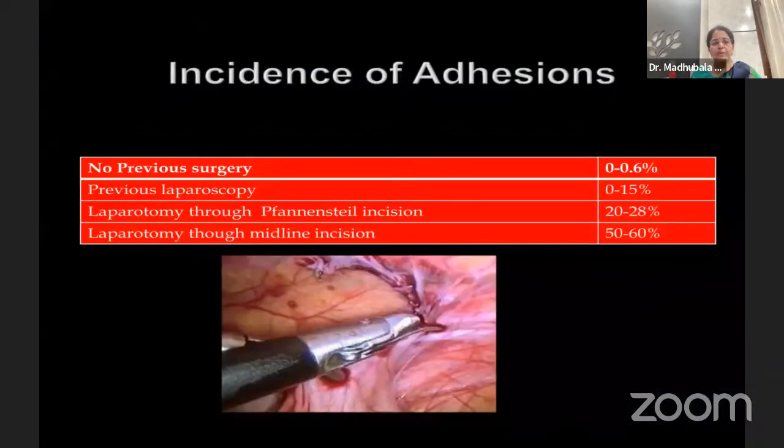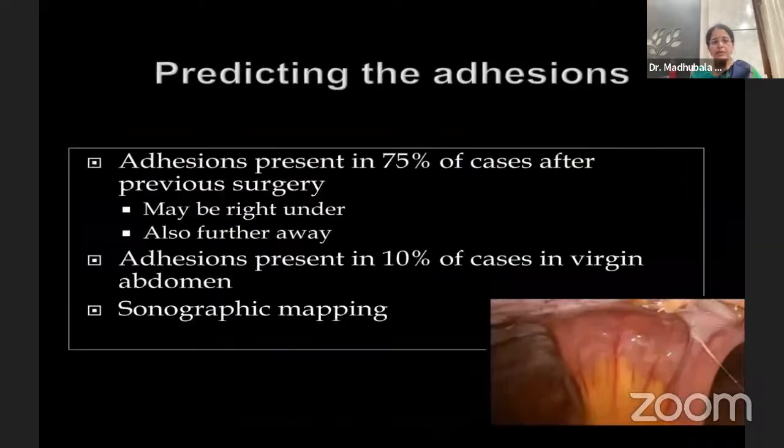The next thing we should be careful about during entry is the incidence of adhesions. So even when there is no previous injury, the incidence is around 0.6%. And in cases of previous laparoscopy or laparotomy, through either Pfannenstiel or midline, the incidence ranges from 16 to 50%. So we have to predict the adhesions by looking at the scars. Sometimes the adhesions can be further away from the scar, or sometimes they may be right under the scar itself. Adhesions are also present in 10% of cases of virgin abdomen, and sonographic mapping sometimes might be helpful.